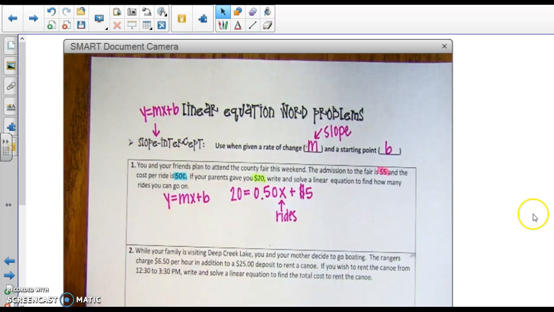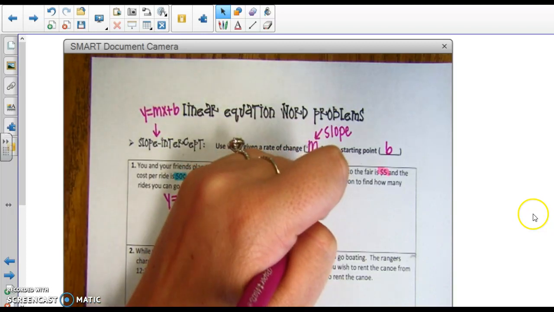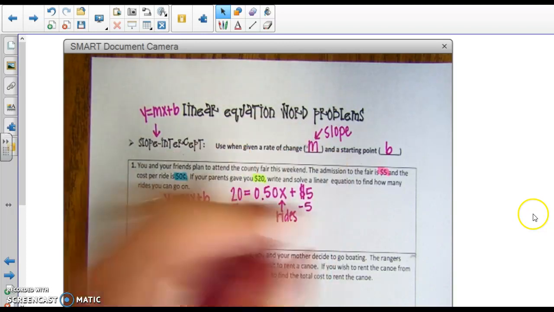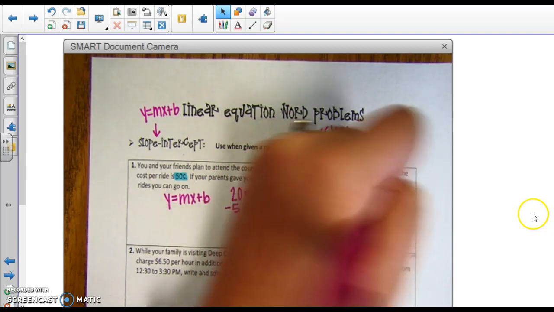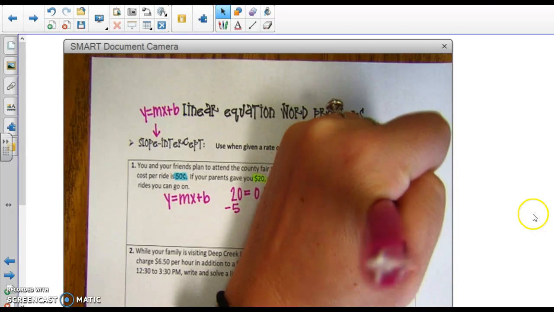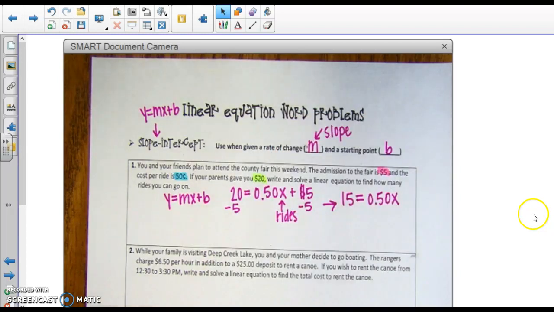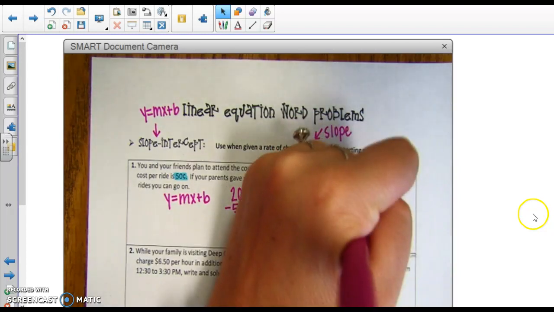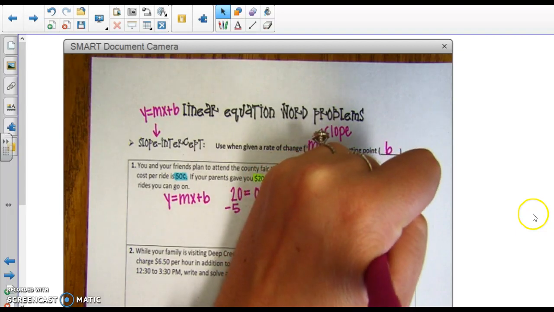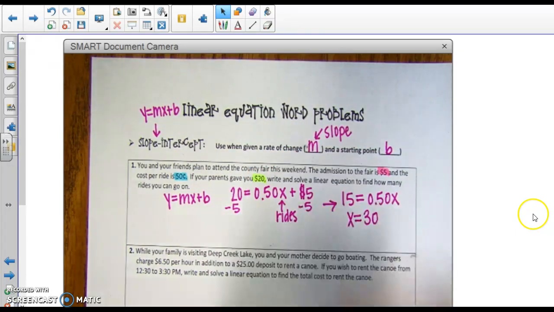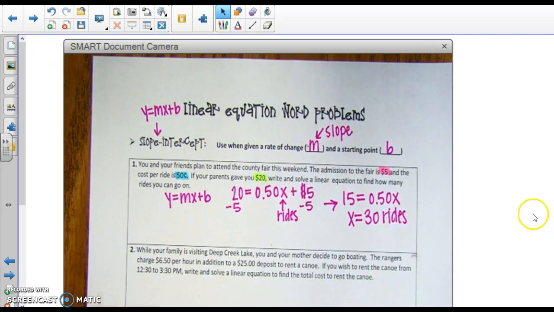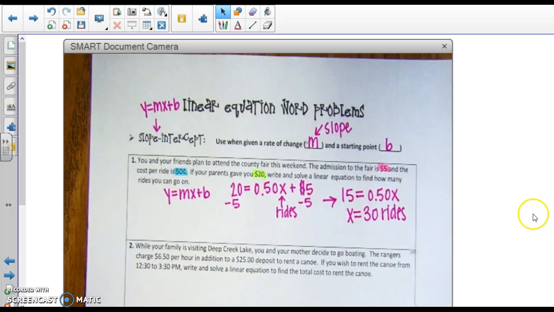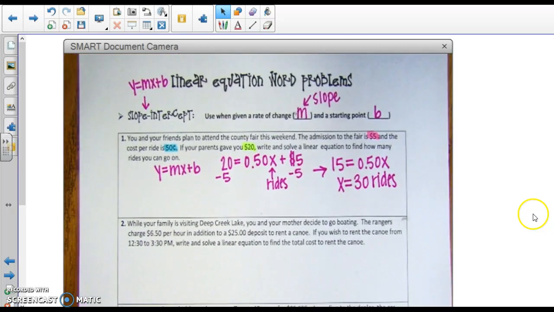Then we're just going to solve it for x. We end up subtracting $5 from both sides. Then we will end up with 15 equals 0.50x. So plug that into your calculator or do it in your head. x equals 30. So that means that we can go on 30 rides. Alright, so that is a slope-intercept one.